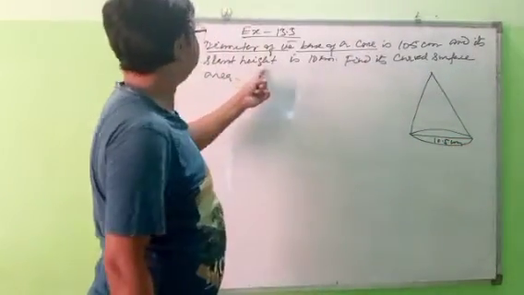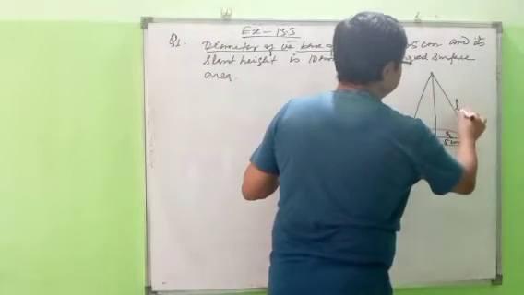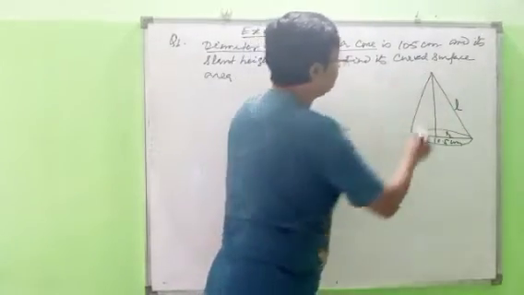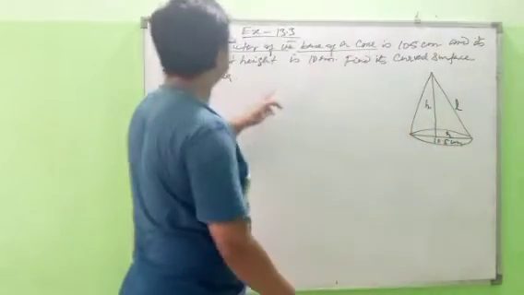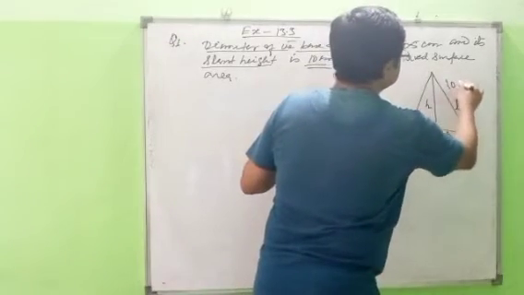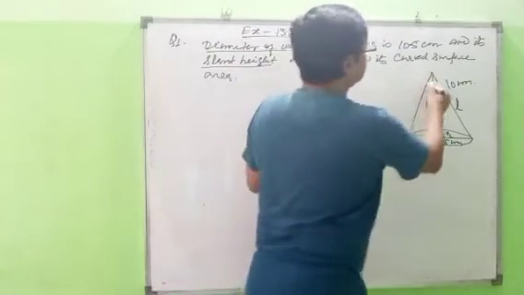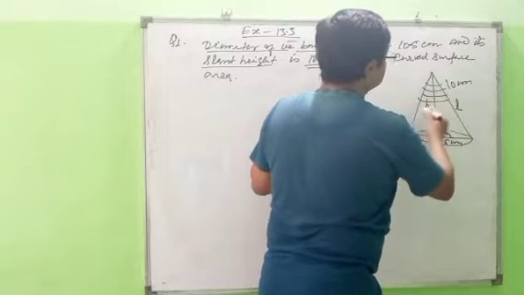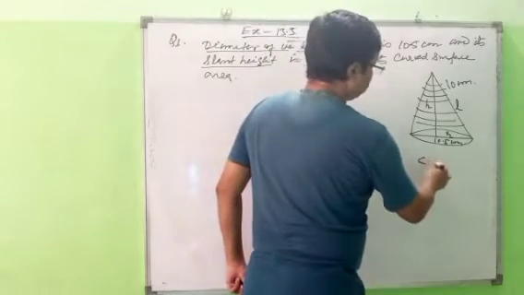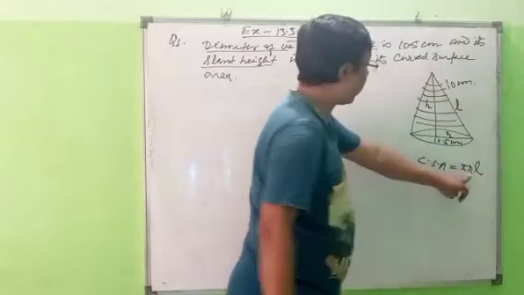And then the slant height. So this is r, and this is called L. They have given this slant height, and this is the height. So the slant height is given as 10 centimeter. Find its curved surface area, which is also called the lateral surface area. The curved surface area is given by pi r l. Here r means radius.